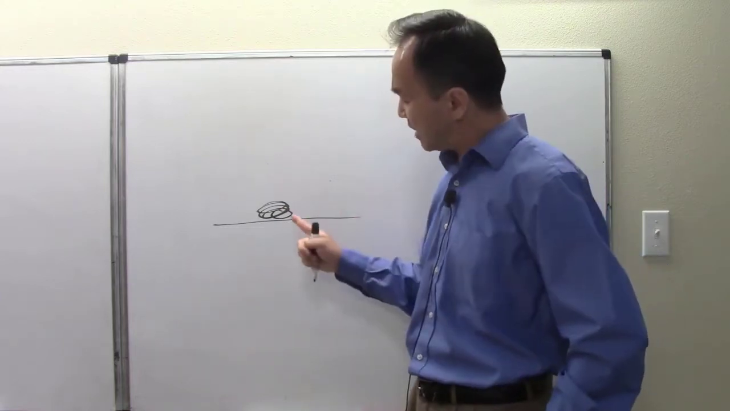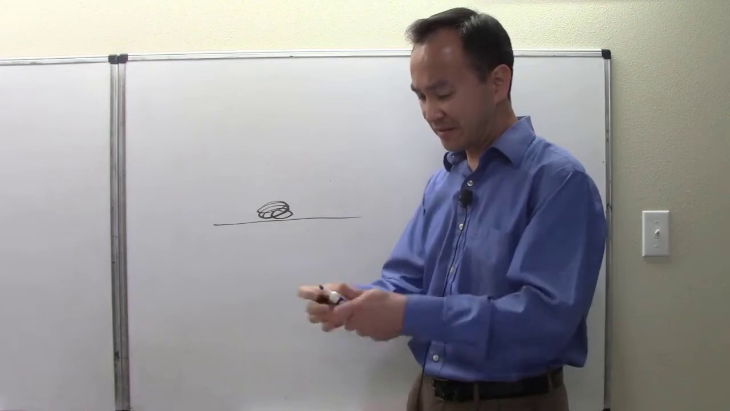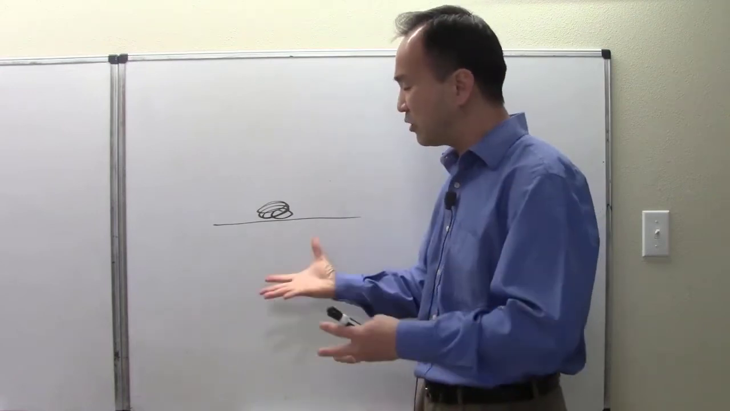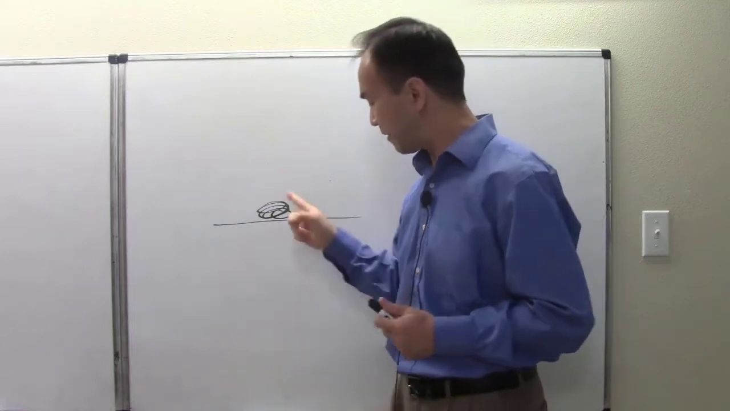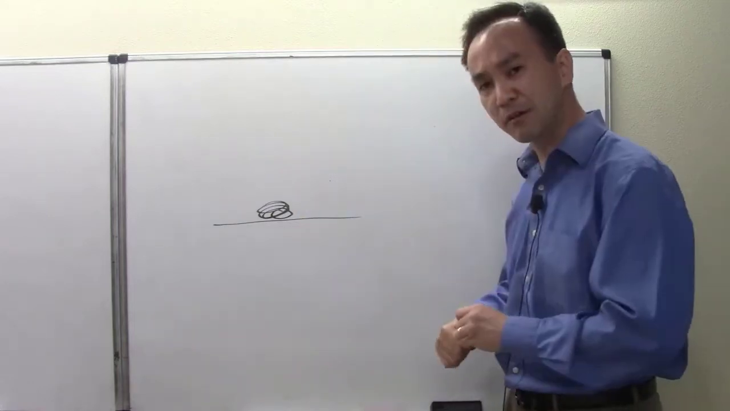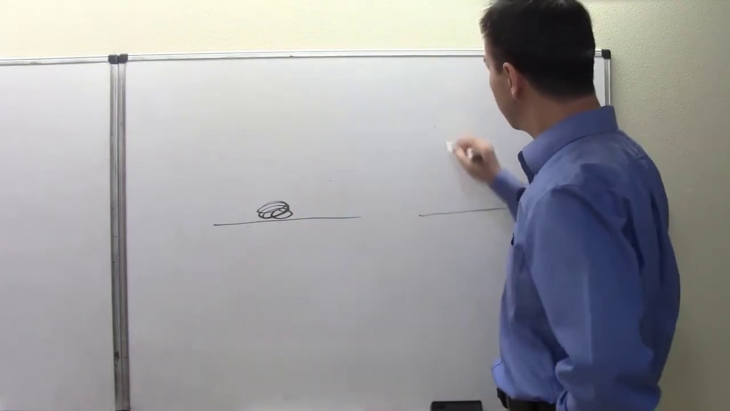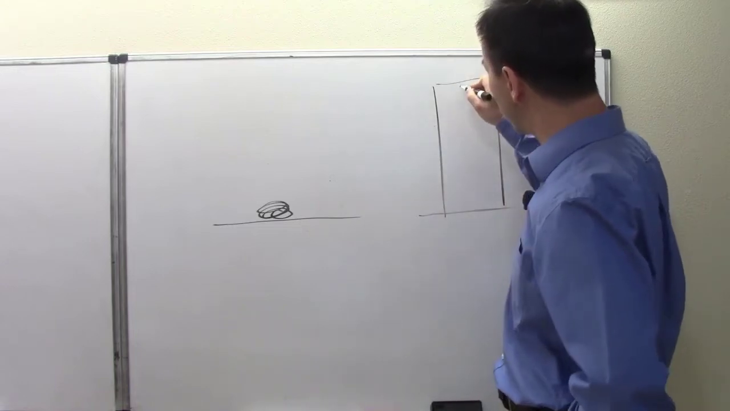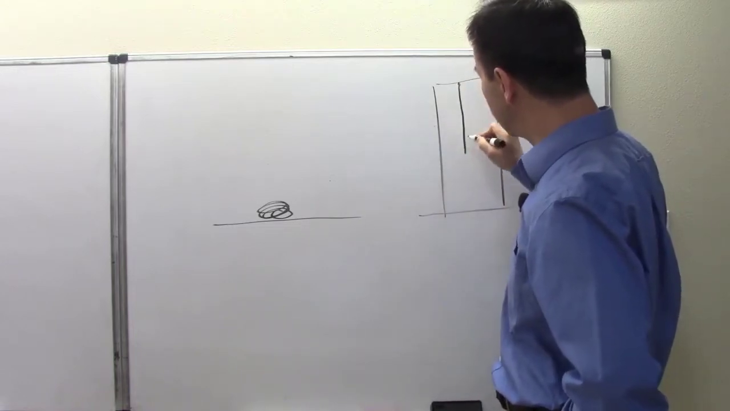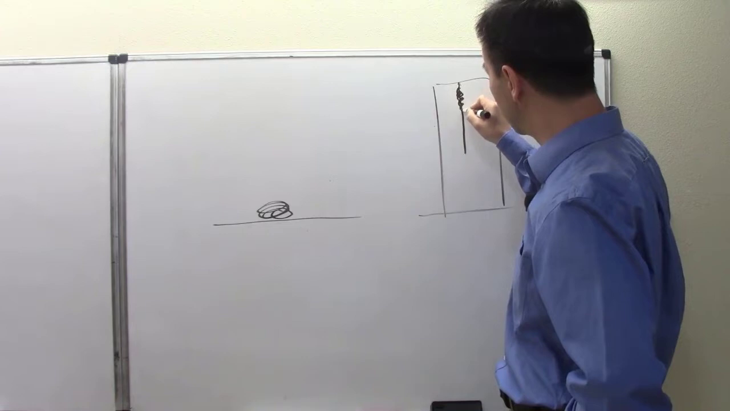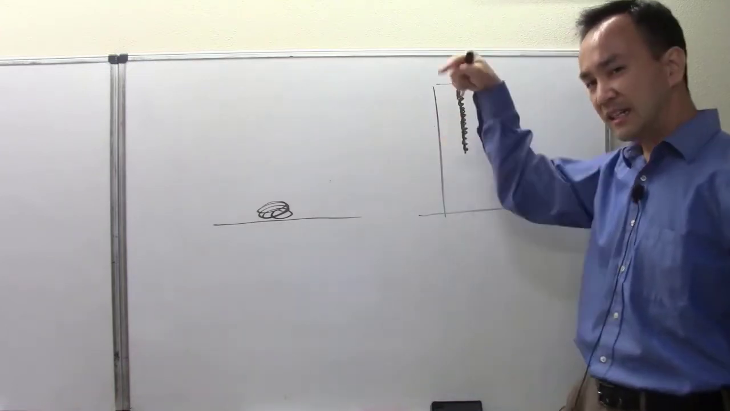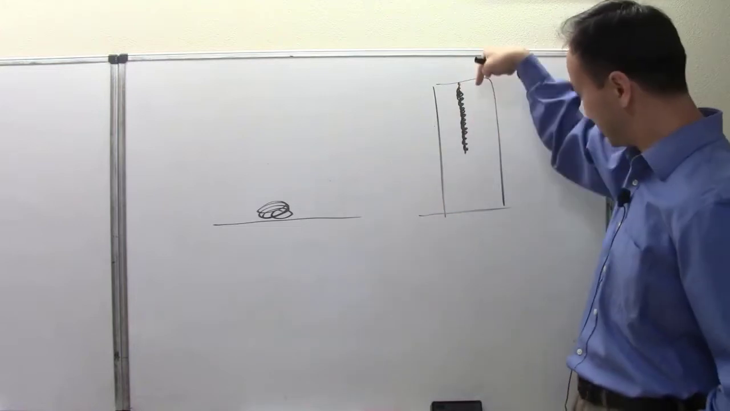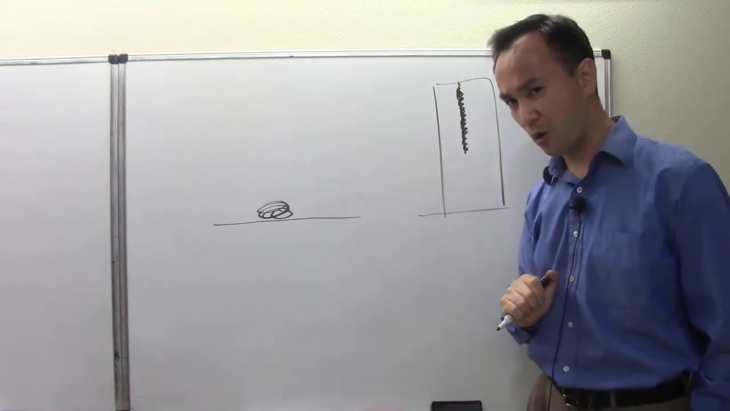Now, if we want to lift that up from the ground, there could be another situation where the rope is dangling along a wall. You can think about a cable chain hanging along a tall wall right there.